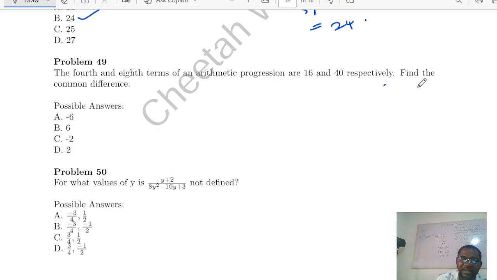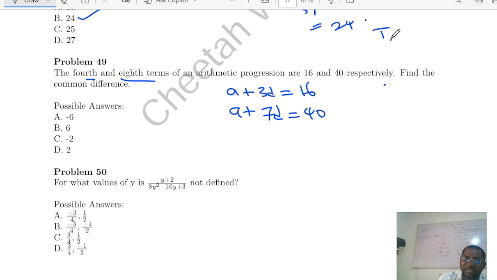Now number 49 says, The fourth and eighth terms of an arithmetic progression are 16 and 40 respectively. Find the common difference. The fourth term of an arithmetic progression is a plus 3d. That is 16. Eighth term of an arithmetic progression is a plus 7d. You subtract 1 equal to 40. The formula is supposed to be a plus n minus 1 d, so if I say 4 minus 1 is 3, 8 minus 1 is 7.